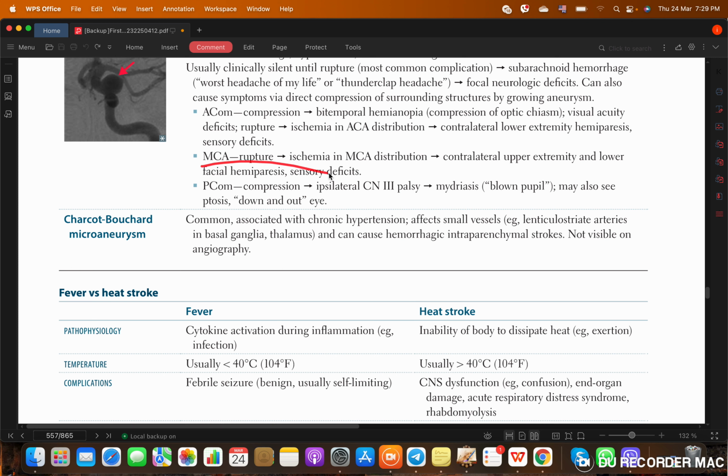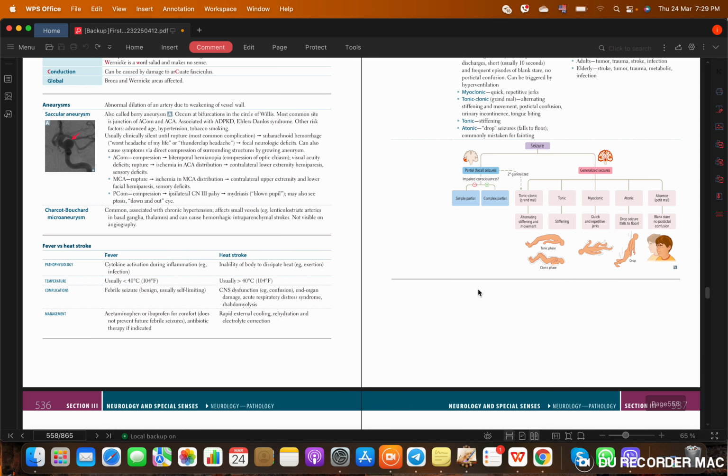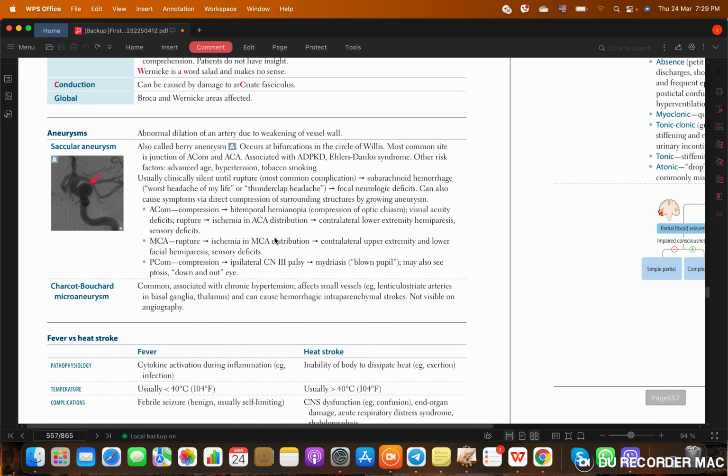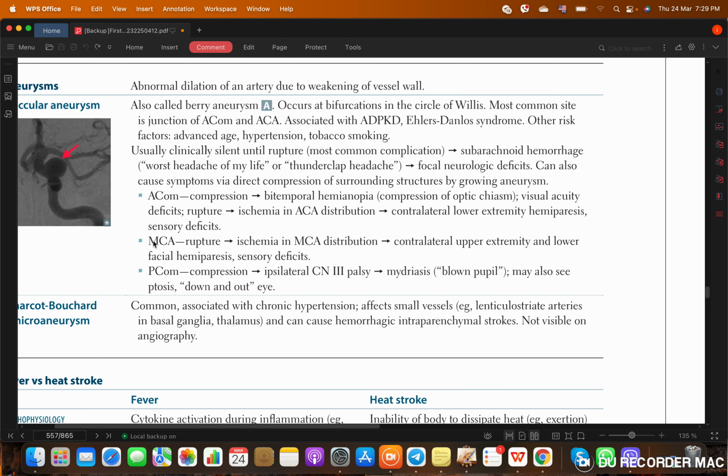The next thing is the MCA rupture. It can lead to ischemia in the MCA distribution, to the areas supplied by the MCA, which is a huge portion of the brain actually. I mean, if you speak about the brain, all of the lateral portion of your brain is supplied by the MCA. Contralateral upper extremity and lower face hemiparesis, and sensory deficit.